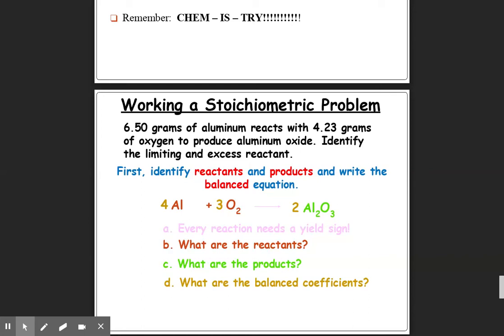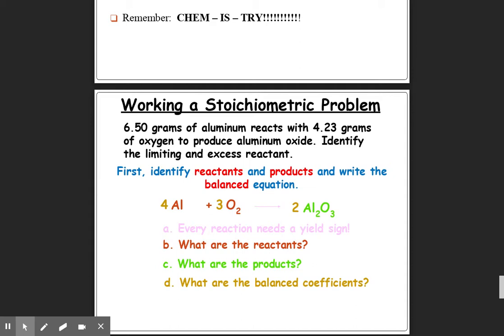Hey guys, so today we want to continue our discussion of limiting and excess reactants by going through the calculations required to find the limiting reactant, excess reactant, as well as the theoretical yield. So we have a scenario, and then we're going to look at several different situations surrounding that scenario.